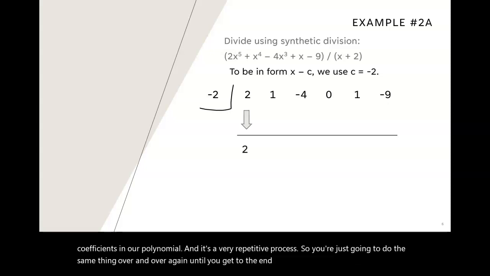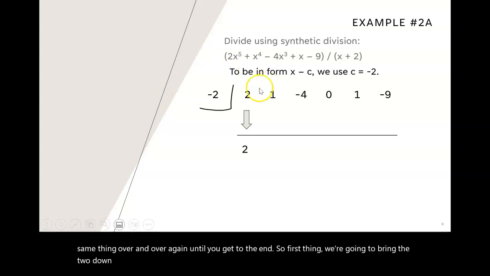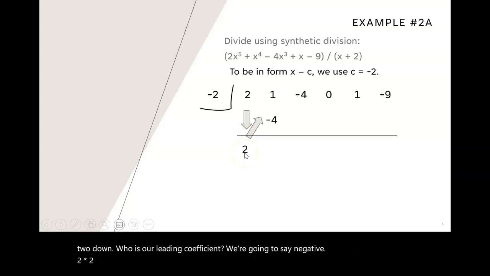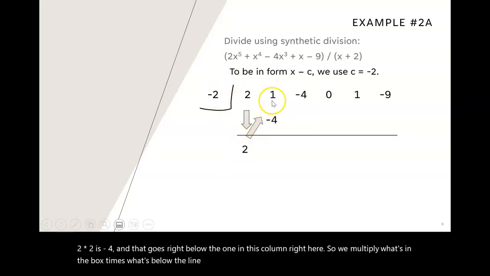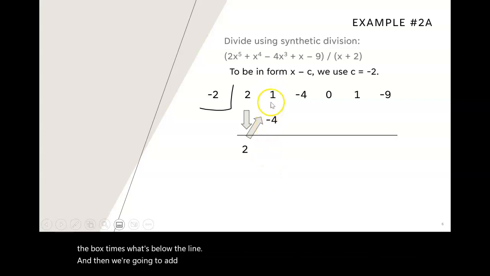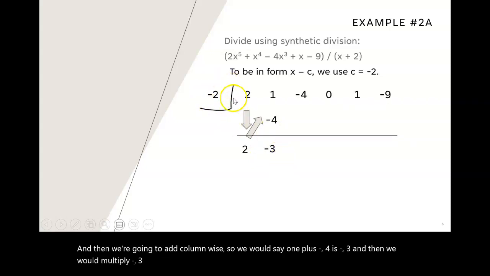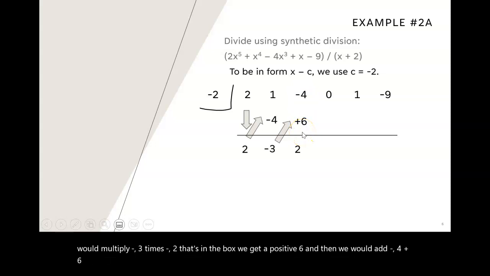So first thing is we're going to bring the 2 down. The 2 is our leading coefficient. And we're going to say -2 times 2 is -4. And that goes right below the 1 in this column right here. So we multiply what's in the box times what's below the line. And then we're going to add column-wise. So we would say 1 plus -4 is -3. And then we would multiply. -3 times -2, that's in the box, we get a positive 6. And then we would add. -4 plus 6 is 2.